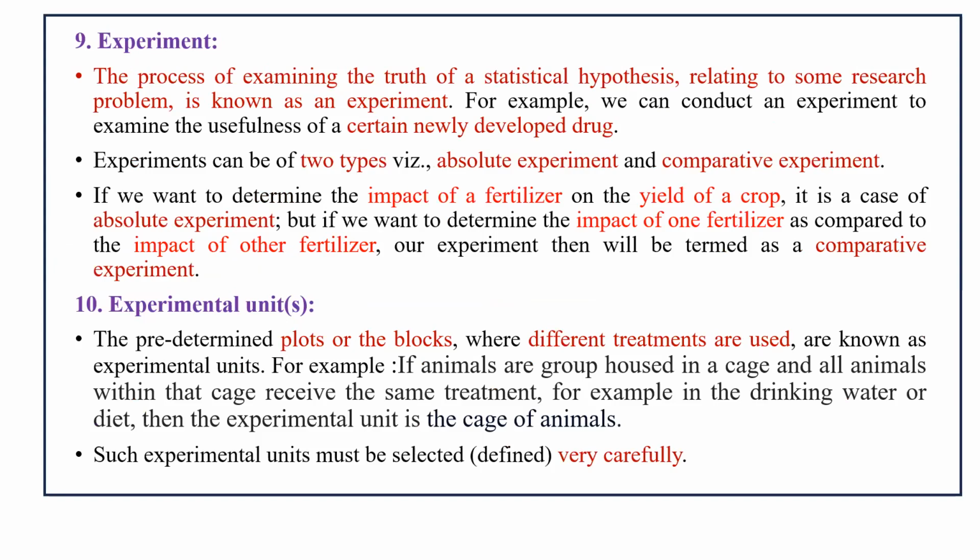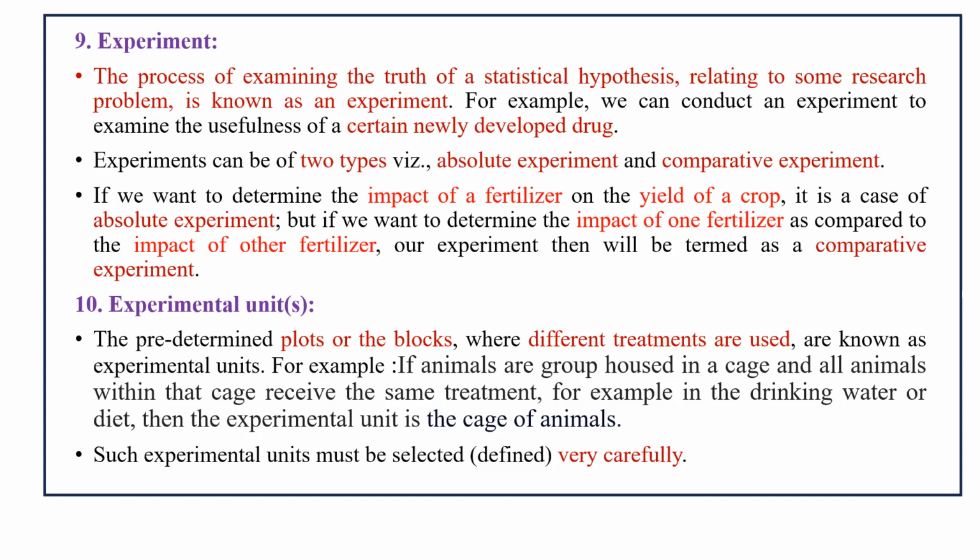Then the experiment, we all do experiment. So the process of examining the truth of a statistical hypothesis relating to some research problem, scientifically, I can say that it is known as an experiment. Generally, we do an experiment to examine the usefulness of a certain newly developed drug. There are two types, that is absolute experiment and comparative experiment. Now in absolute experiment, for example, if we want to determine the impact of fertilizer on the yield of a crop, it is the case of absolute experiment.